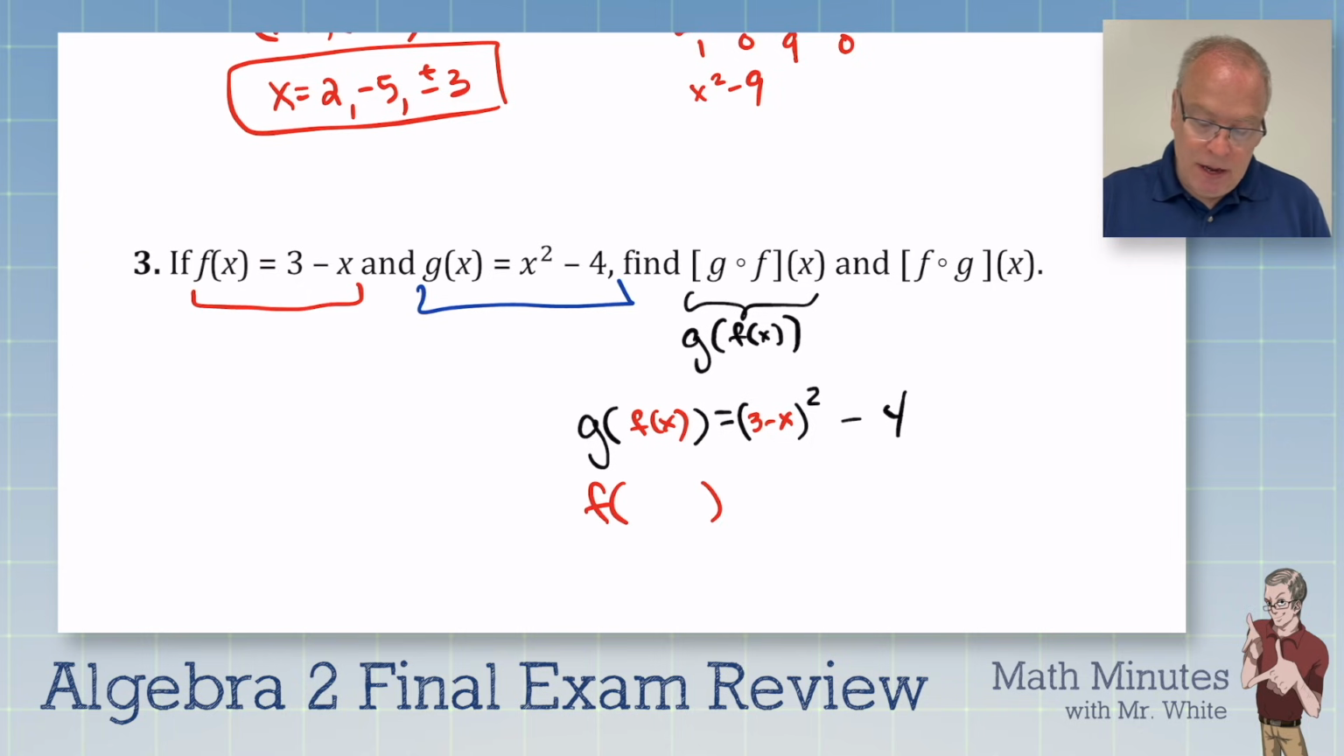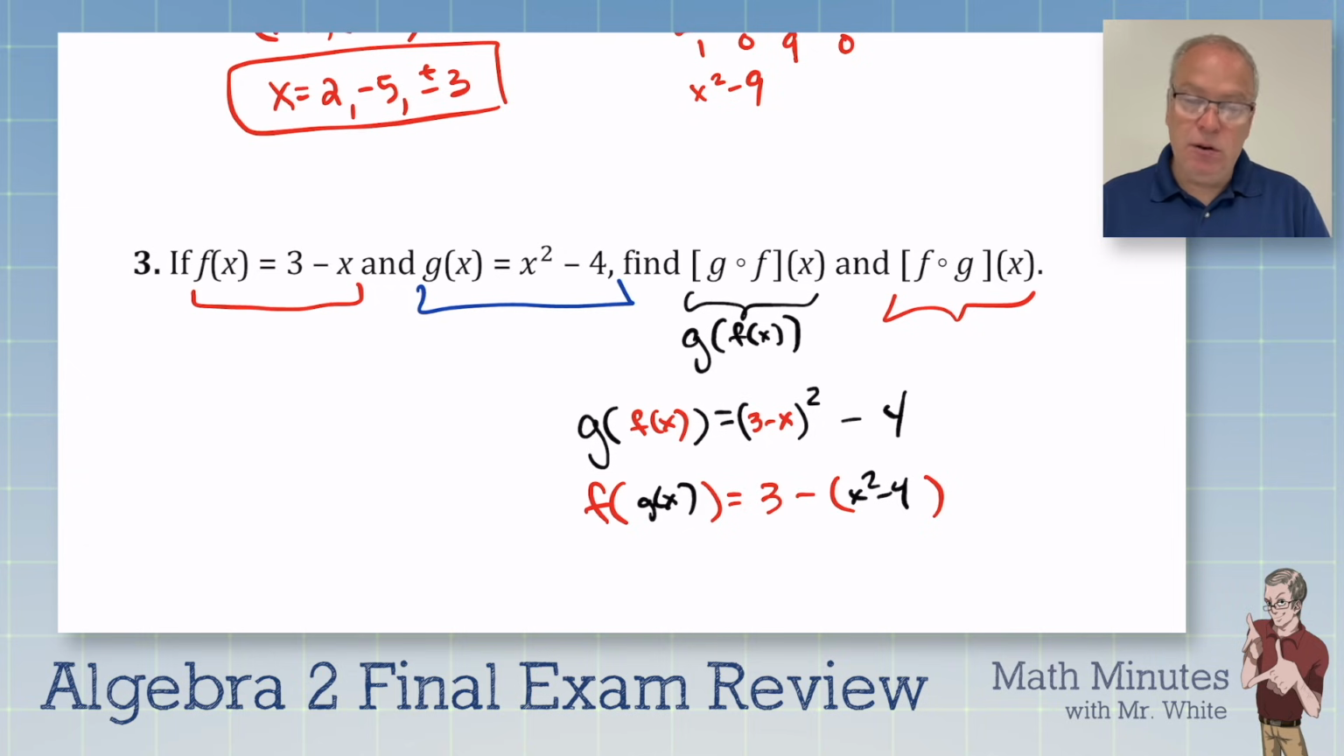And then the other one that they asked us to do was f of g. So the f machine is 3 minus the input. And we're putting g into this one. This is f composed of g. And here we go, x squared minus 4. And there we go. We could leave our answer like that, or we could distribute and combine like terms.